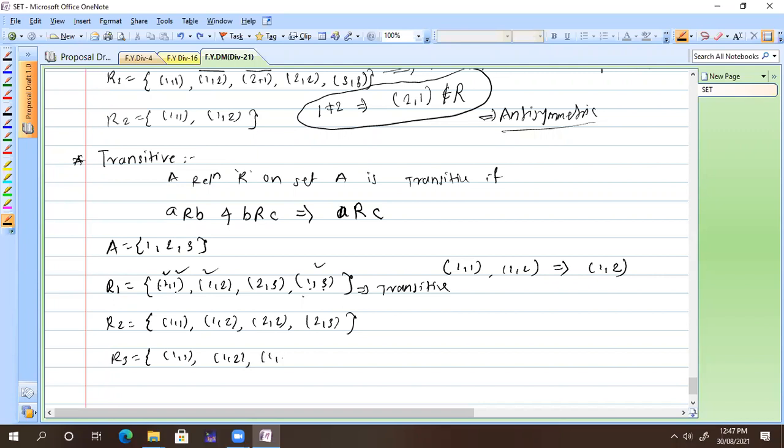R2 is not transitive. Why is R2 not transitive? Yes, tell me. 2, 3 is not present, sir. No, which is present, which is not present? In the first two cases, 1 is related to 1 and 1 is related to 1, so we need 1, 2. 1 is related to 1 and 1 is related to 2, so 1, 2 is there.